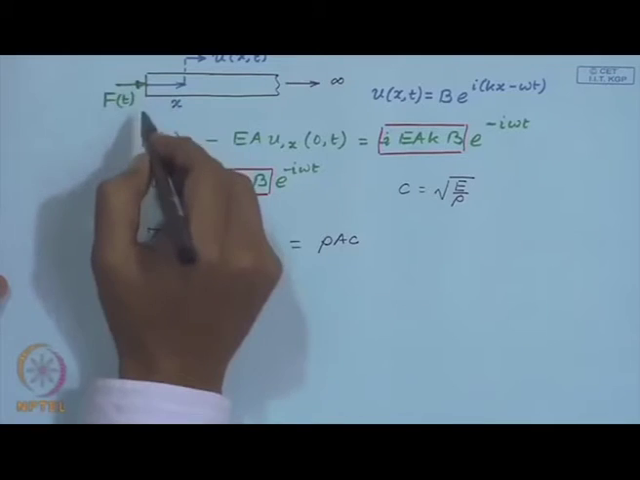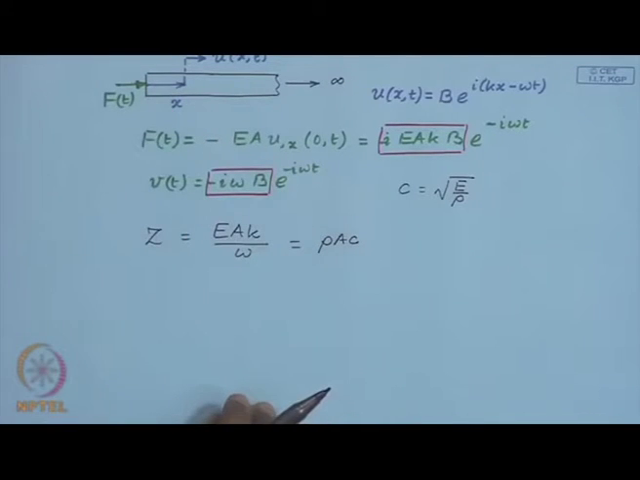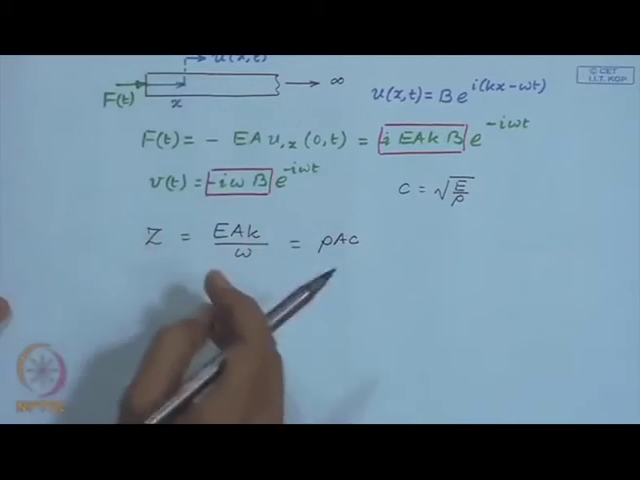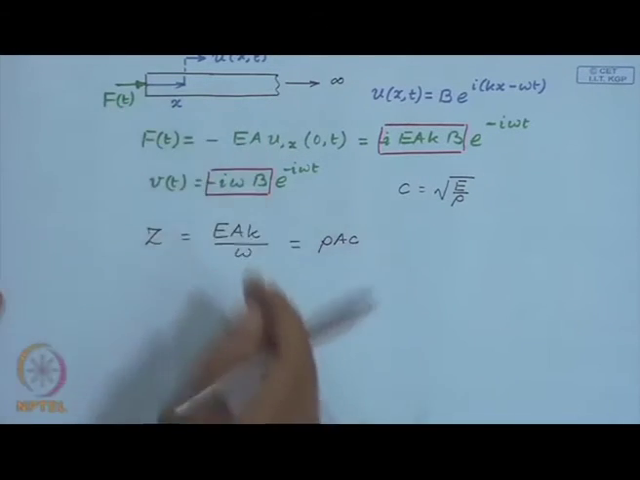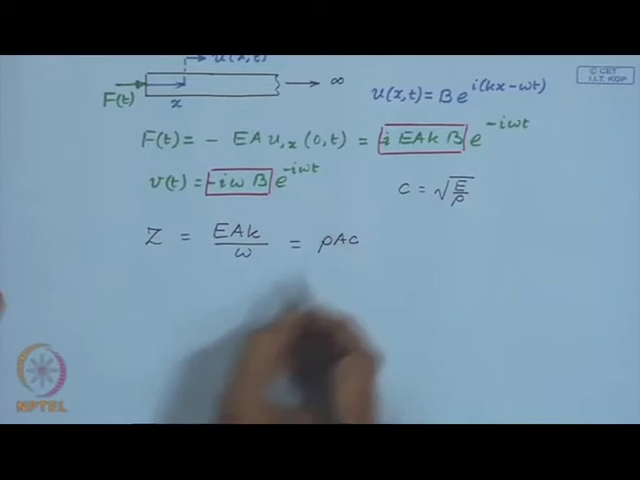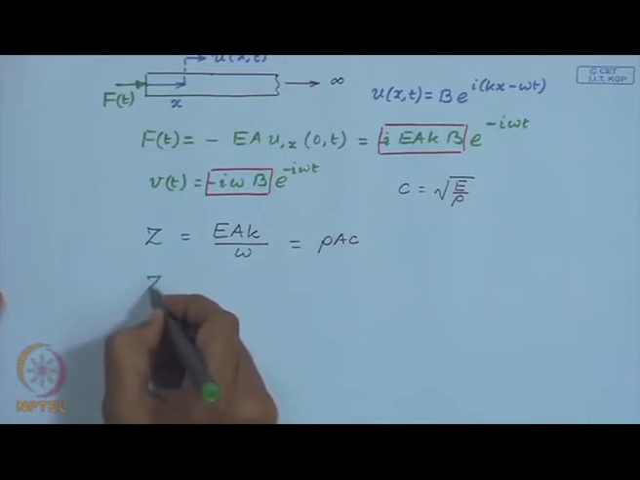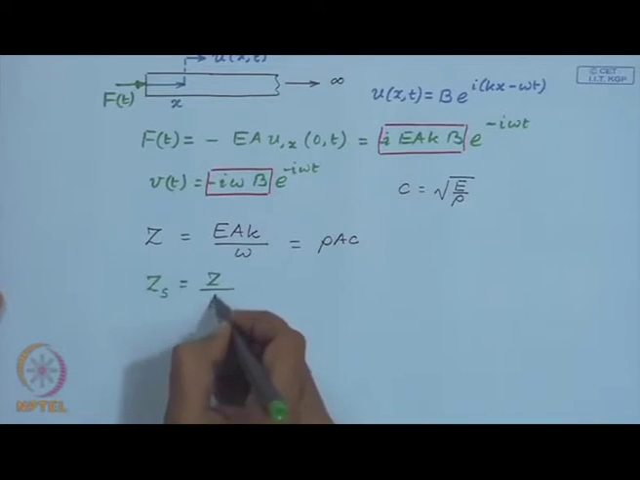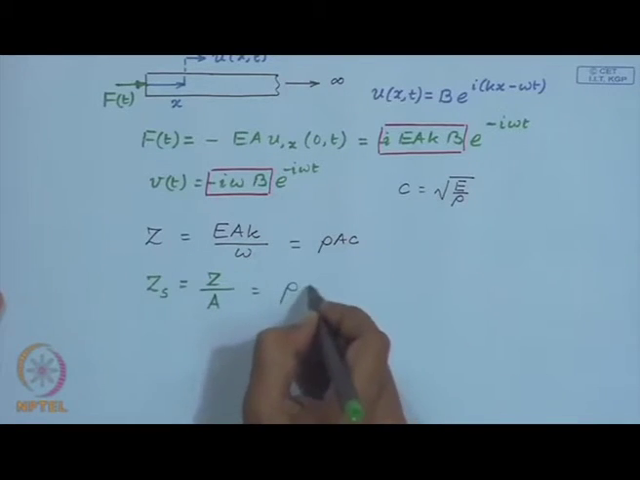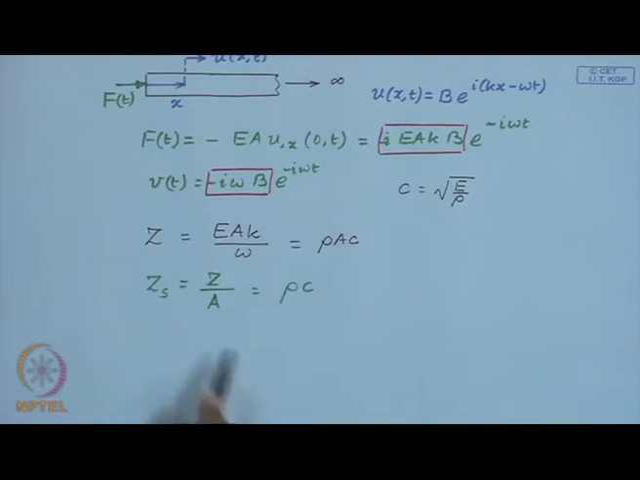Now, in the case of a bar, these are axial waves, and these are essentially pressure or stress waves, and you can define what is known as the specific impedance. So, specific impedance is this impedance over area. So, it is impedance per unit area. This is a ratio of the complex stress amplitude divided by the velocity amplitude. So, this is in terms of stress.